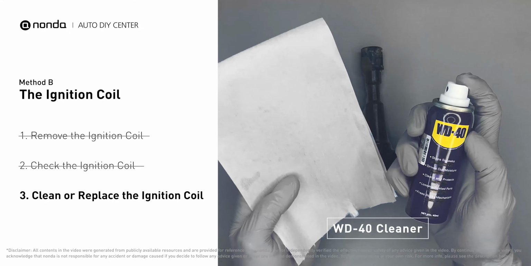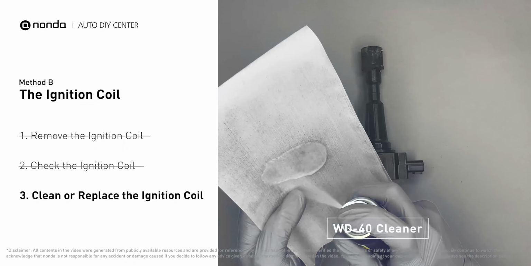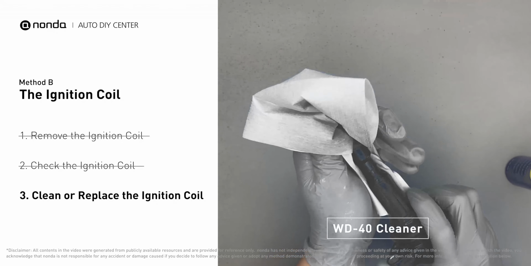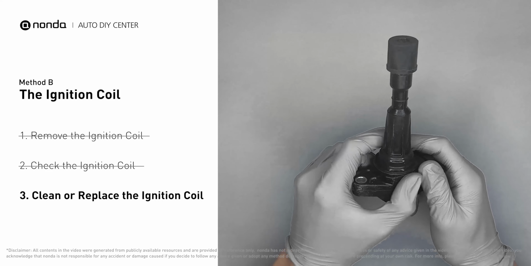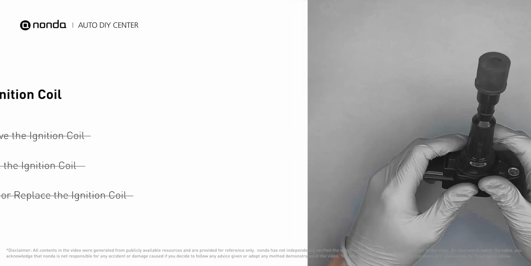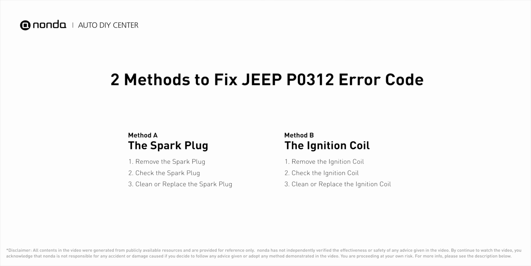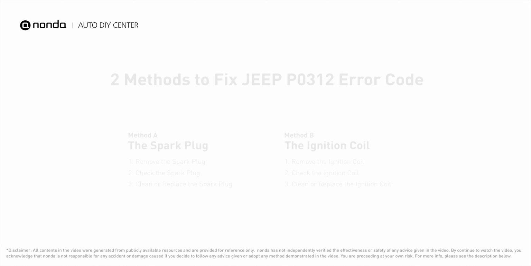If the ignition coil is covered with engine oil or stains, simply clean it with a WD-40 cleaner. Otherwise, replace the damaged ignition coil with a new one. So here are 2 of the most practical solutions to fix Jeep's P0312 error code.